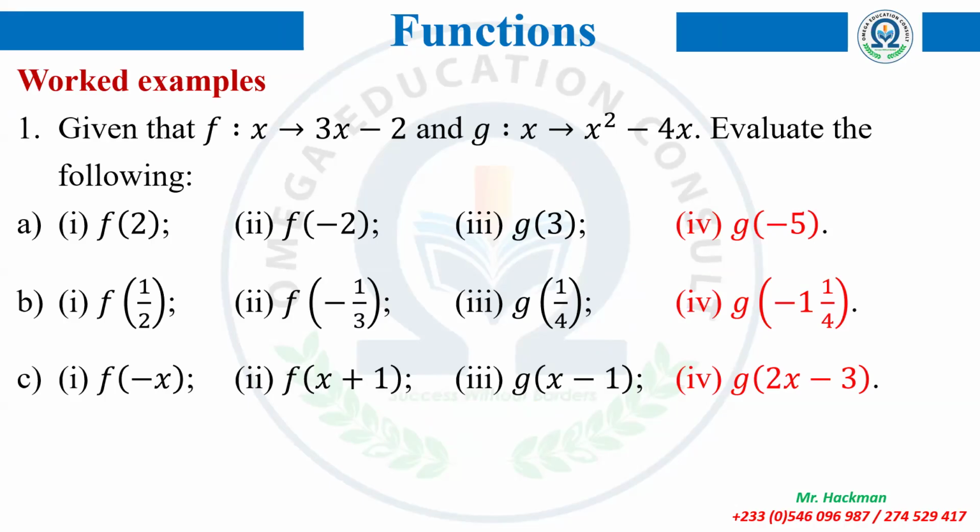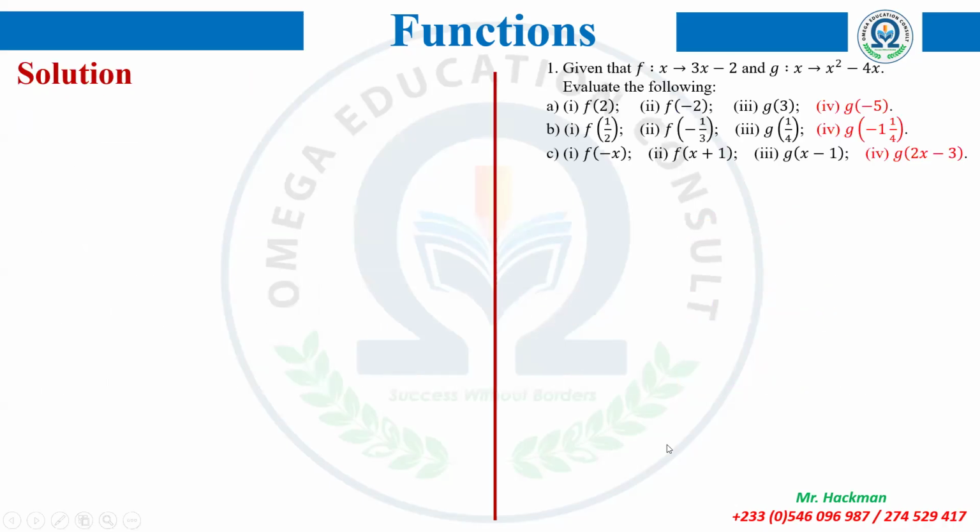Okay, so welcome back from the water break. So quickly, let's go and look at our first worked example. Given that f is such that s maps to 3s minus 2, and g is such that s maps to s squared minus 4s, evaluate the following. So you have (a) i up to iv, (b) i up to iv, and (c) i up to iv. So quickly, let's look at how best to present our solution.